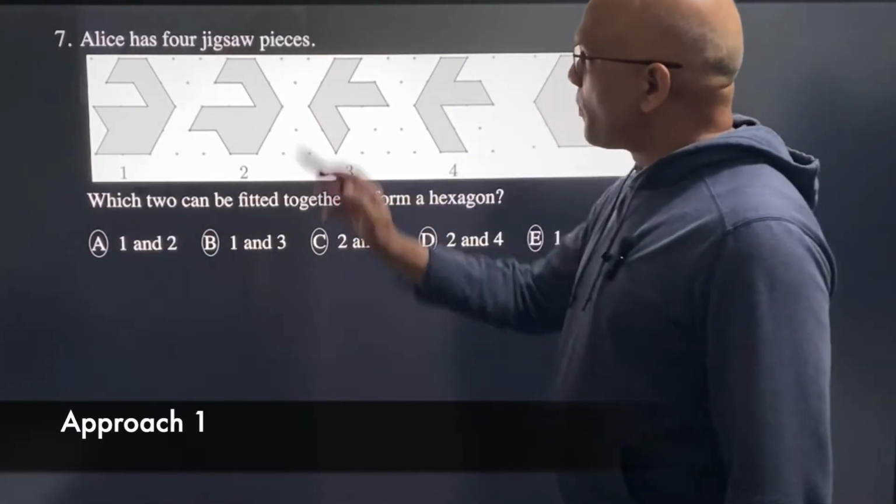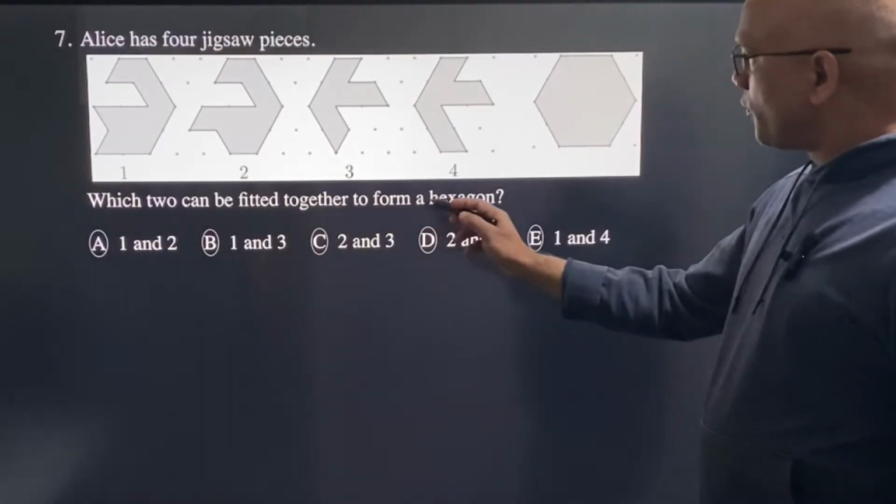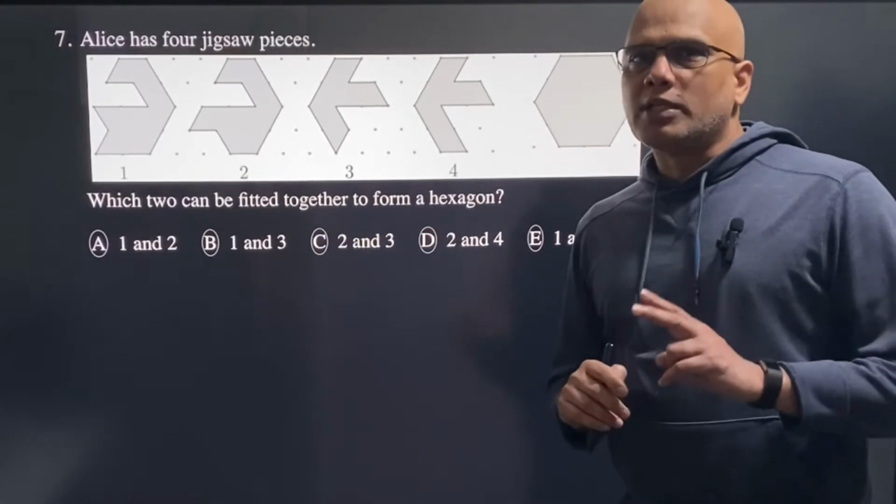Alice has 4 jigsaw pieces, 1, 2, 3, 4. Which two can be fitted together to form a hexagon? So this is the complete hexagon. There are a couple of ways we can do this.